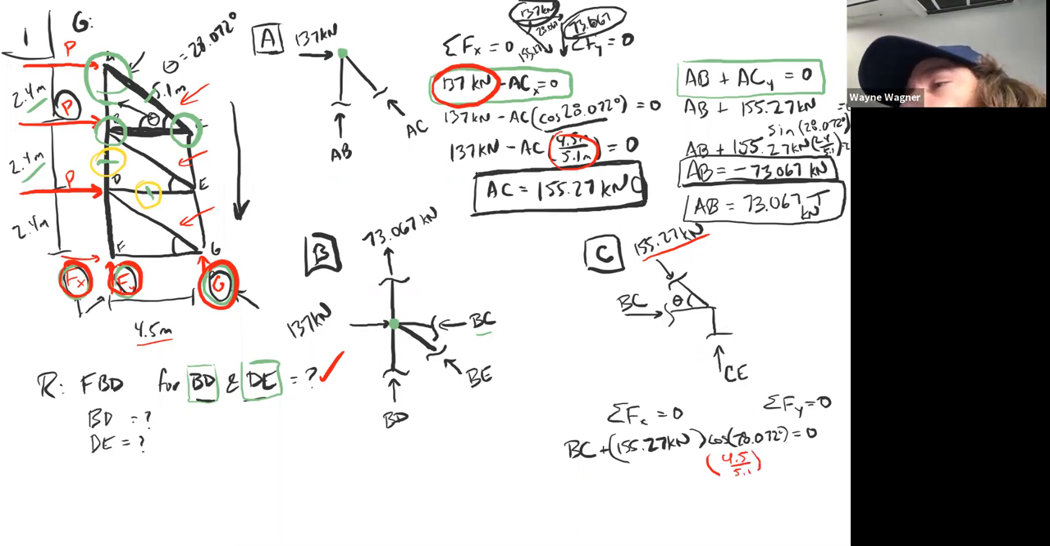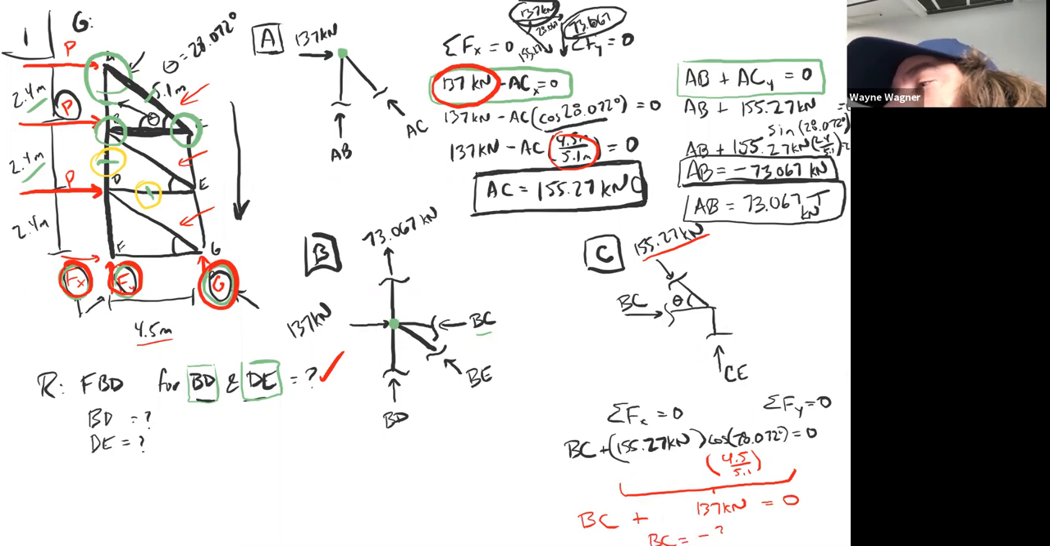Or if you wanted to, you could replace this whole thing with 137 kilonewtons, which I recommend because you already know that's what's going to come out to. So BC plus that equals 0. And if you solve that, you see BC equals negative 137 kilonewtons, or BC equals 137 kilonewtons in tension. So that is in tension.